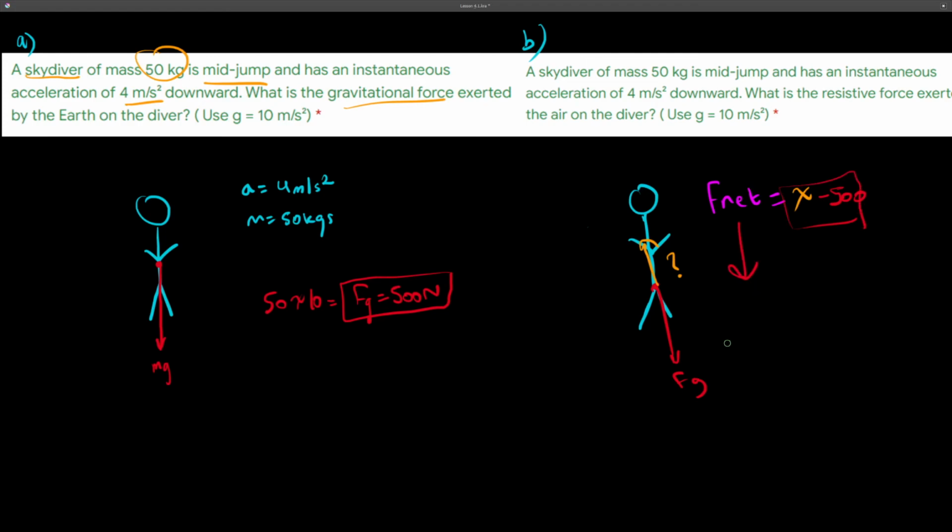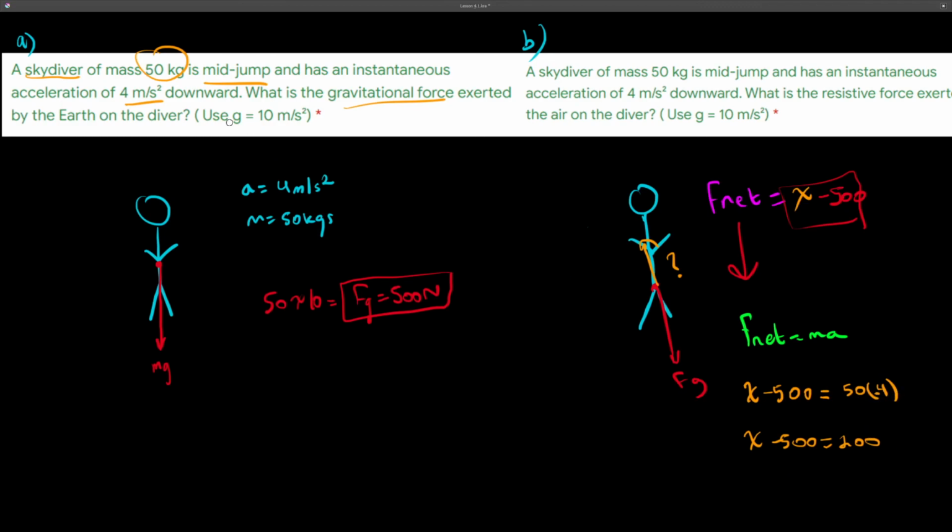Now we can plug this F net into our formula, which is F net equals ma. So we have X minus 500 is equal to the mass multiplied by the acceleration. Mass is 50, sorry, acceleration is 4. Sorry, the acceleration here is minus 4.